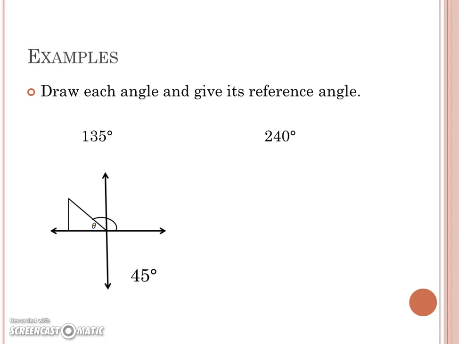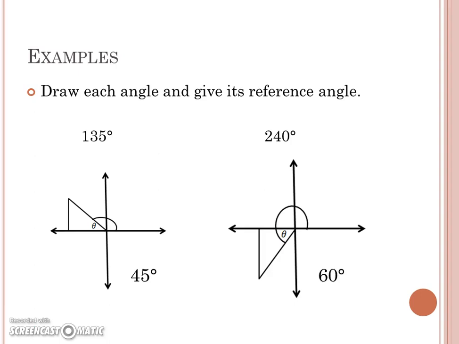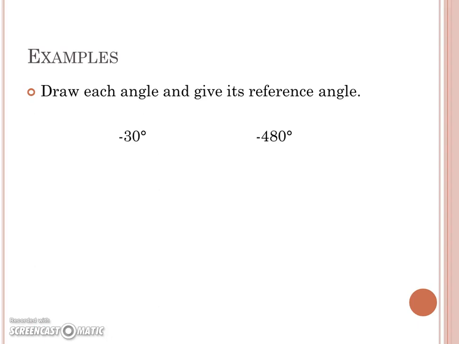Now 240 goes past the 180 degree mark, but we still create that terminal side with the x-axis. This time it's part of the circle, so we're going to subtract 180 from 240 to find this angle. And that's 60 degrees. Negative 30 goes down 30 degrees, part of the right triangle. So this is just 30 degrees.